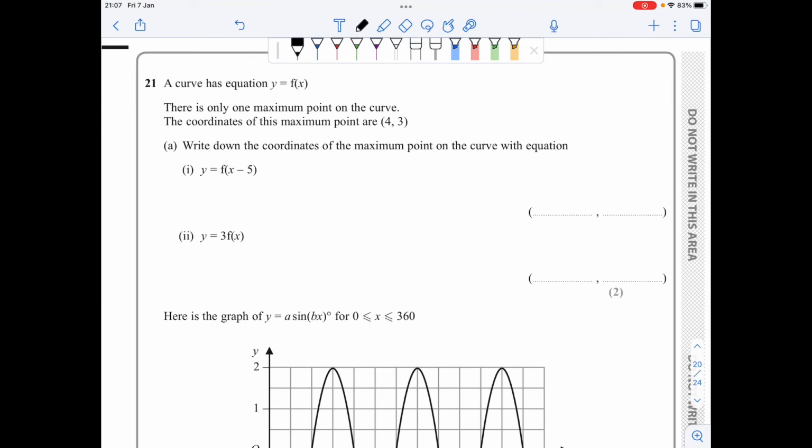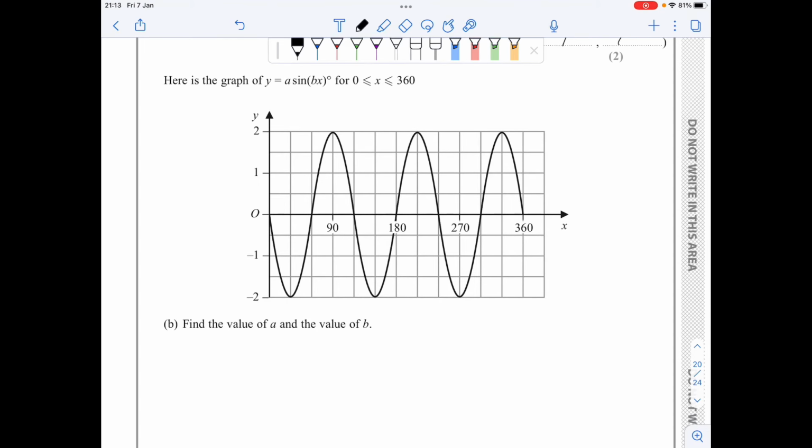In this question, I have a maximum point of a curve, and I need to find the image under these transformations. The first transformation is a translation by 5 units to the right, so the (4, 3) will become (9, 3). The second one is a stretch along the y-axis by a scale factor of 3. I am keeping x the same, and I'm multiplying y by 3, so I've got (4, 9).